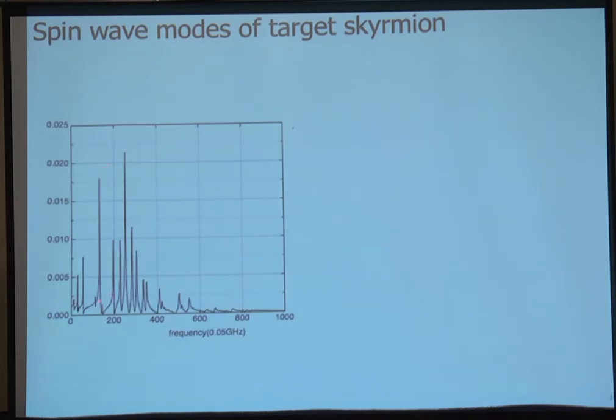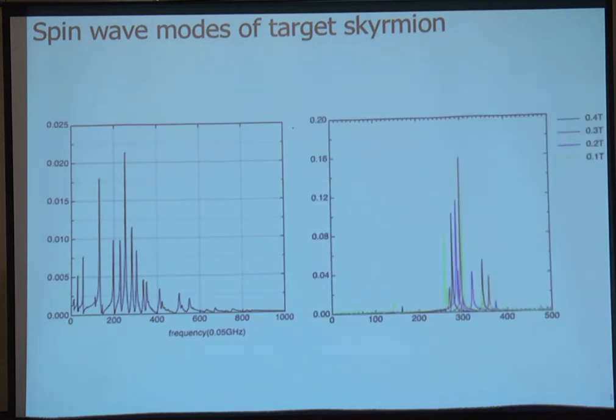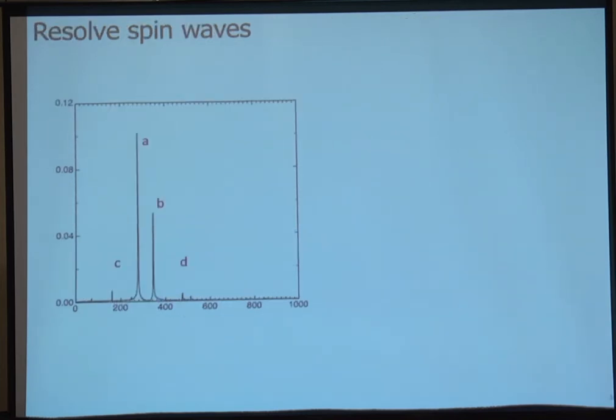So these are the spin wave modes, and this is the frequency. There are so many peaks. The data tells us that there are many resonant modes for a target skyrmion. So what we do is increase the magnetic field. Once the magnetic field is increased, the number of resonant modes gets smaller and smaller, so that we can get control of the dynamical pattern of each mode. Particularly for 0.4 Tesla, you have only 4 peaks, only 4 resonant modes.